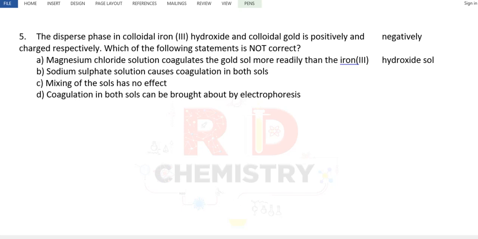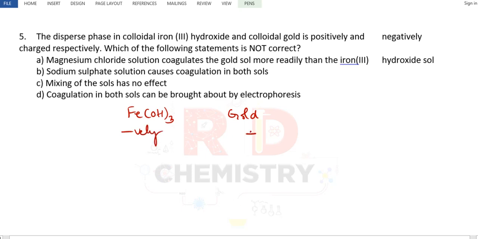The dispersed phase in colloidal iron hydroxide, ferric hydroxide it is. And the gold sol are negatively charged and positively charged. Okay, first one is the positively charged and second one is the negatively charged sols, correct? So this is a positive sol and this is a negative sol here. Okay, which of the following is not correct?